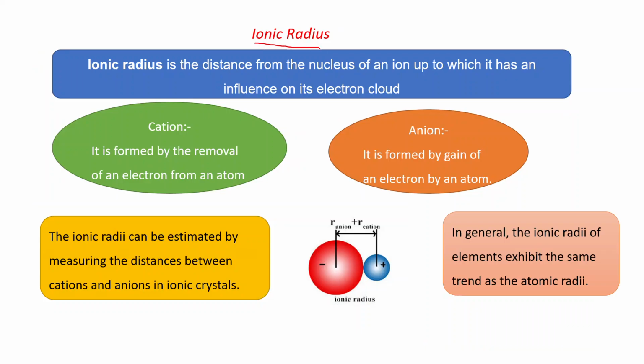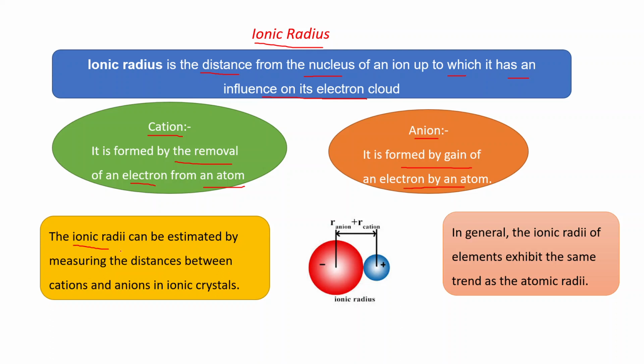Now come to ionic radius. Ionic radius is the distance from the nucleus of an ion up to which it has an influence on its electron cloud. And as we know, two types of ions are there. One is cation and another one is anion. Cation is formed by the removal of an electron from an atom, and anion is formed by gain of an electron by an atom.